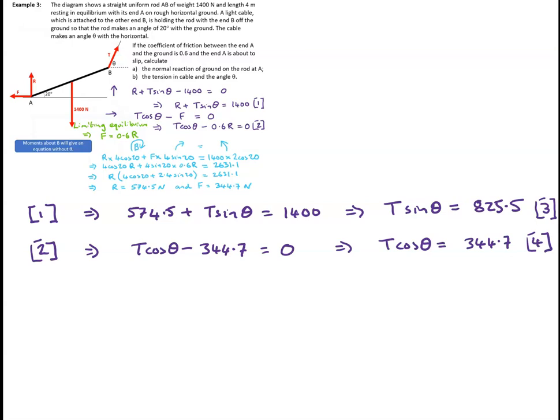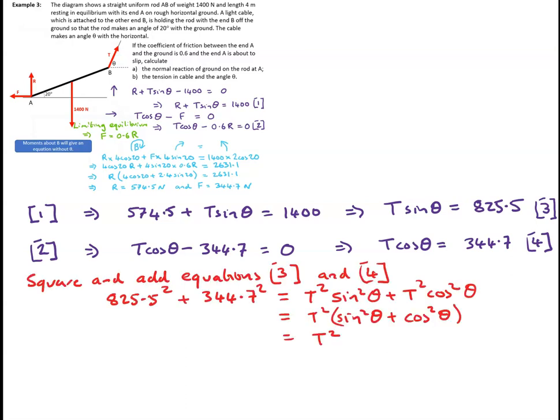So if I now square and add equations 3 and 4, I'm going to get 825.5 squared plus 344.7 squared is T squared sine squared theta plus T squared cos squared theta, which is the same thing as T squared times (sine squared theta plus cos squared theta), which is the same thing as T squared. So I've got T squared is 825.5 squared plus 344.7 squared, so T must be the square root of 825.5 squared plus 344.7 squared, which is 894.6 newtons.